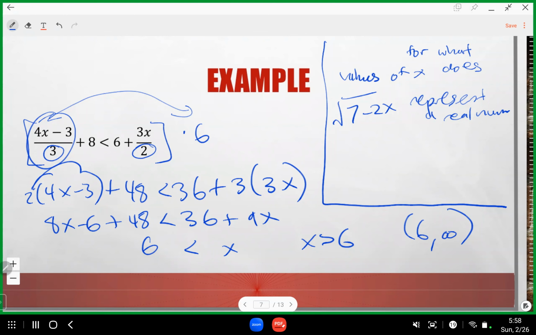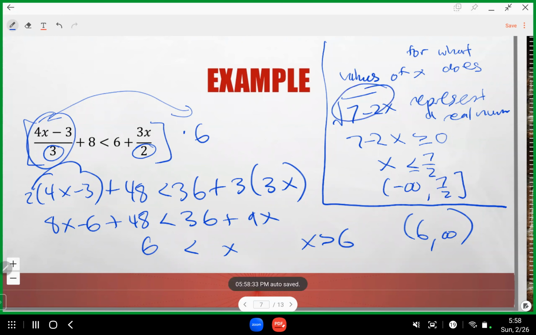So then you must set 7 minus 2x, the argument, greater than or equal to 0. And then it's very clear x has to be less than or equal to 7 over 2. You can also put it in interval notation: negative infinity to 7 over 2. So make sure when you get to these problems, look for restrictions, because restrictions often have inequalities involved. Right, so look for restrictions here.